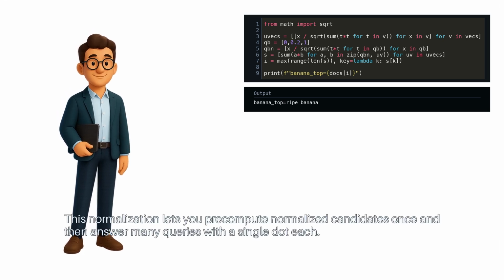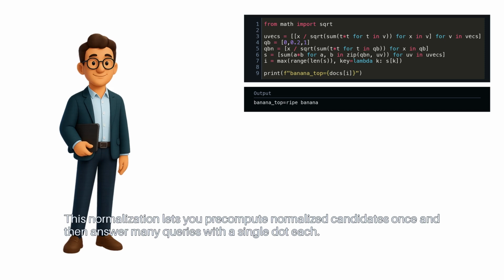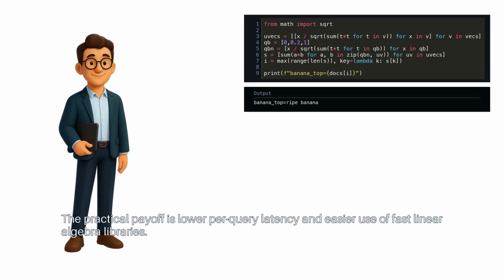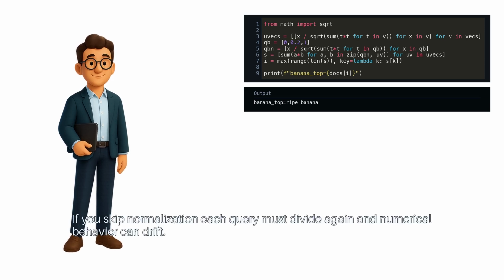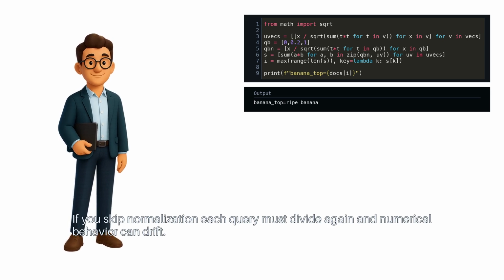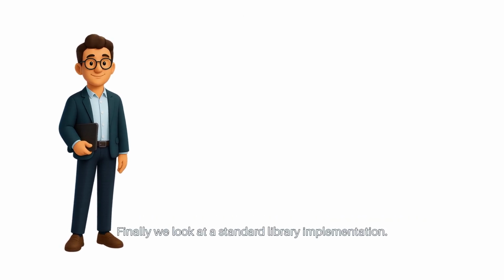This normalization lets you pre-compute normalized candidates once and then answer many queries with a single dot each. The practical payoff is lower per query latency and easier use of fast linear algebra libraries. If you skip normalization, each query must divide again, and numerical behavior can drift. Finally, we look at a standard library implementation.